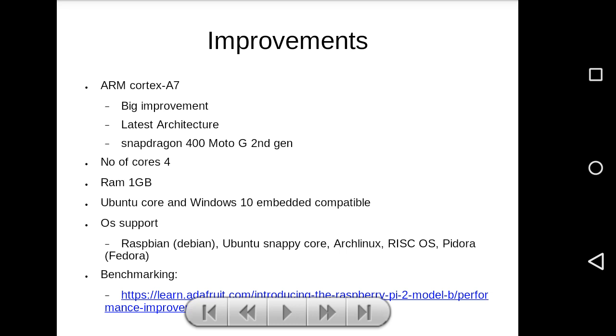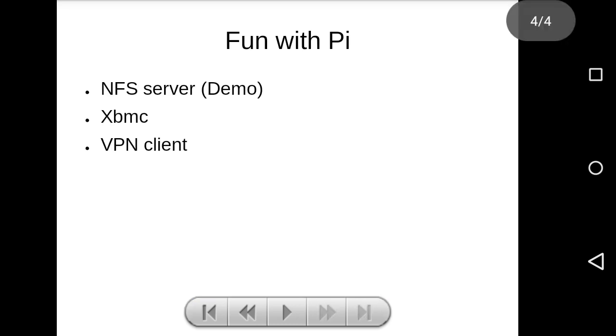I need to see. I ordered a Raspberry Pi 2, but it is out of stock now, so I'm eagerly waiting for it. And then fun with Pi, you can add your own applications also. I have done an NFS server. I have created an XBMC setup. XBMC is very simple. You just load that operating system and you are done. A VPN client you can add.